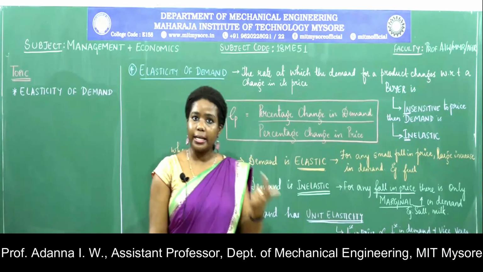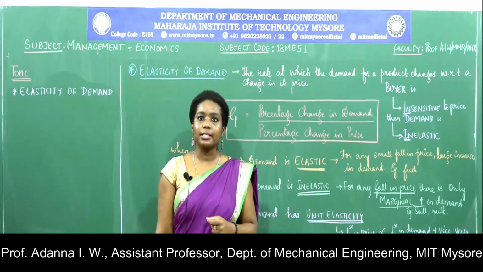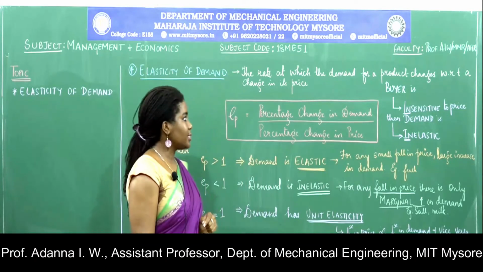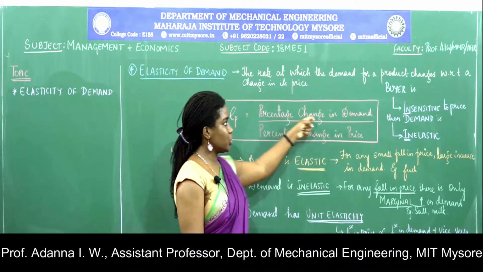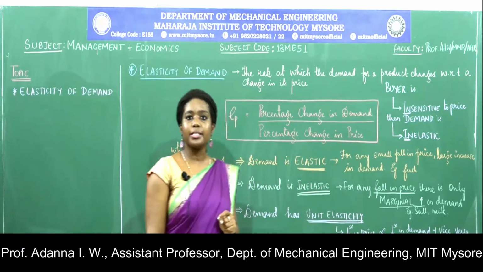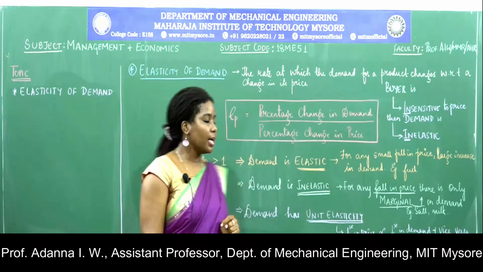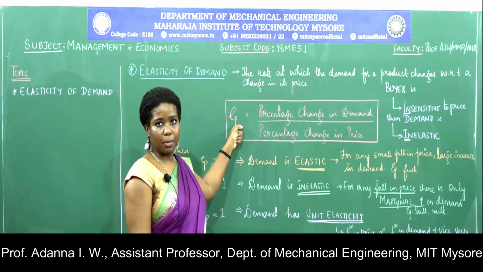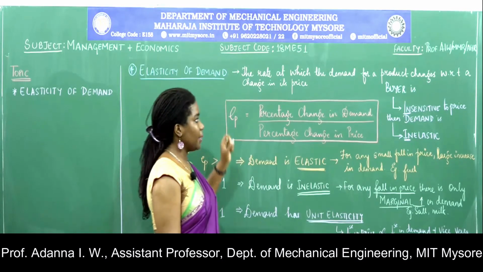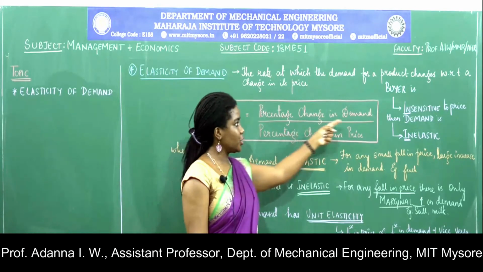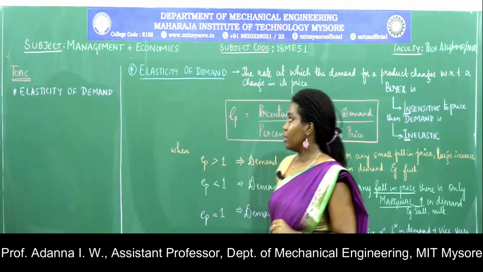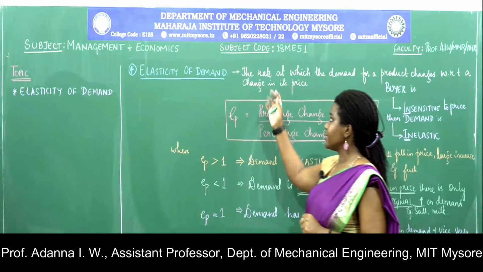So how much does the demand increase or decrease if I change the price? How does the demand behave when I change the price of a particular product? So this is given by the ratio of percentage change in the demand to percentage change in the price. This will determine what is the elasticity of demand. It is determined by a term called EP. Elasticity of demand is given by EP. This is the expression for elasticity of demand.